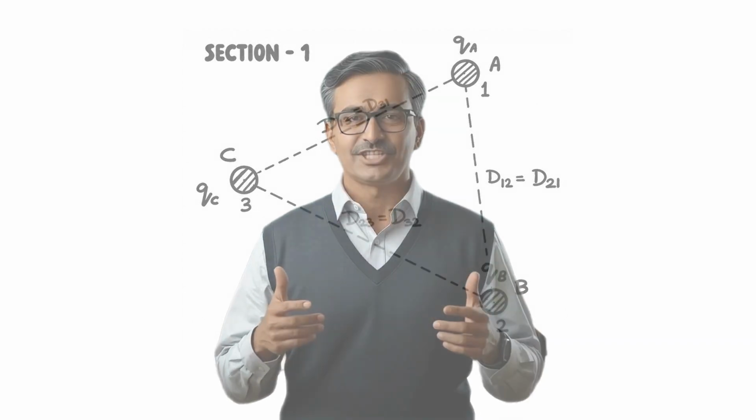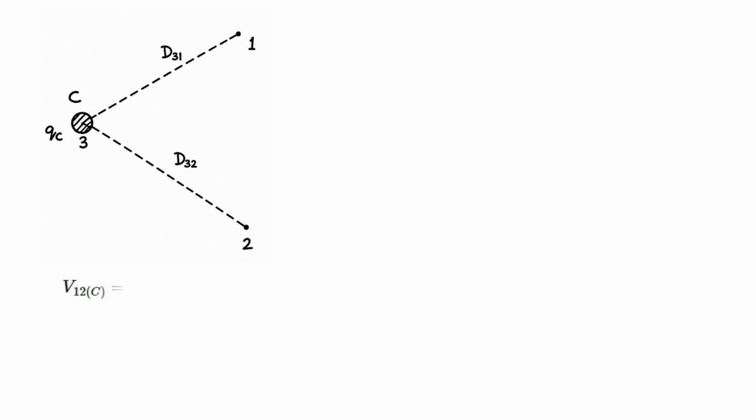For that, first we shall consider a system where there is only a single conductor, say conductor C, at position 3, and there are no conductors at positions 1 and 2. In that case, what will be the voltage appearing across positions 1 and 2? That will be nothing but V_12 within brackets C, because we are calculating this voltage due to conductor C alone carrying a charge Q_C. Obviously, that will be Q_C divided by 2 pi epsilon naught into the natural logarithm of D_32 divided by D_31.